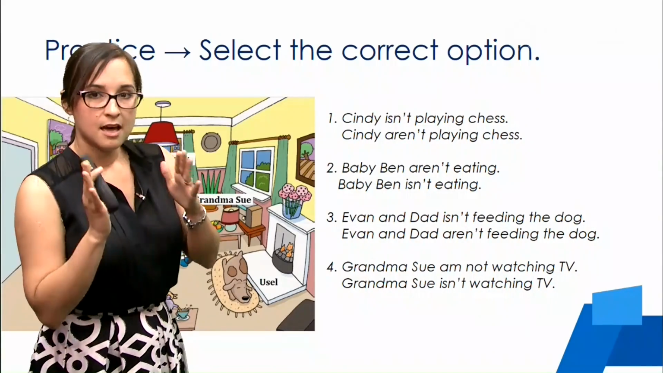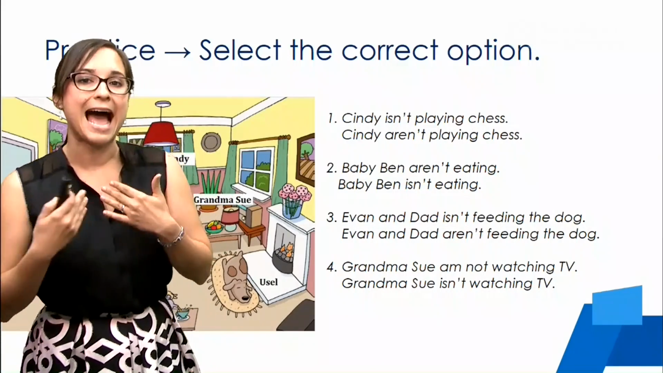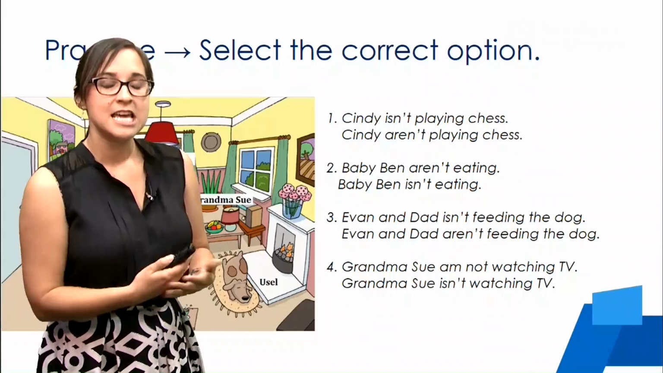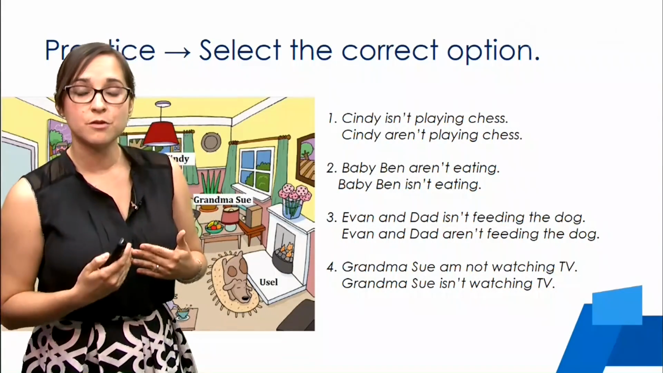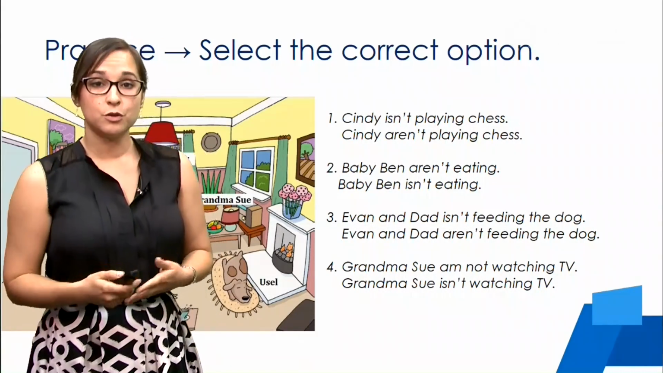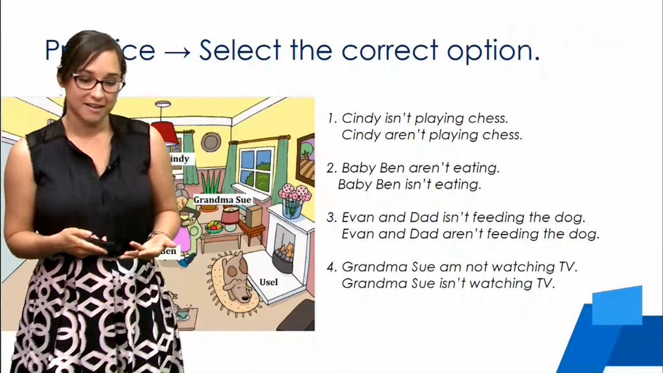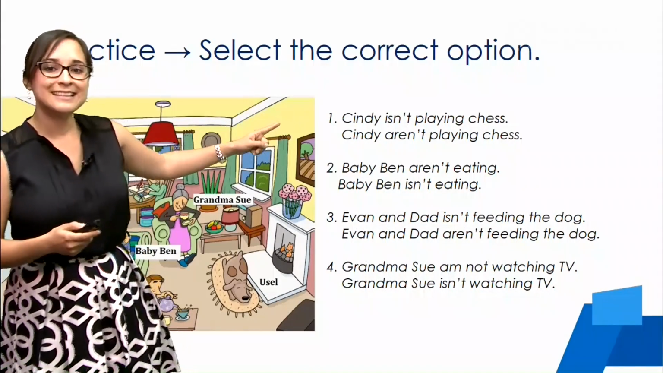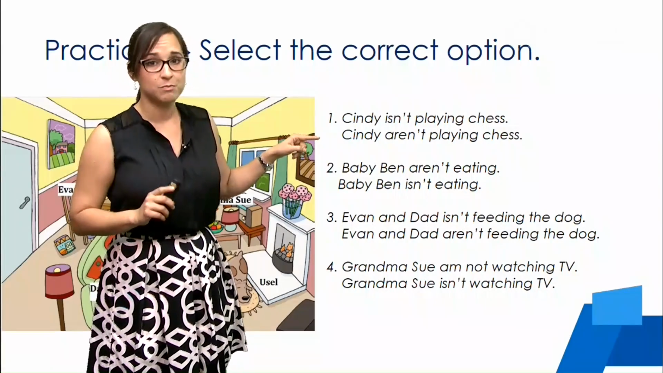Remember that we use the verb to be according to the subject. If your subject is I, you use I am, and for the negative, you use I am not. If you're using he, she, or it as a subject, then the verb to be you use is, and the negative isn't. But if you use you, we, they, you use are or aren't for the negative. Remember that. Now for number 1, Cindy isn't playing chess, or Cindy aren't playing chess.